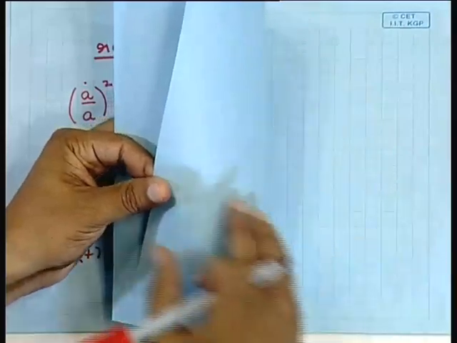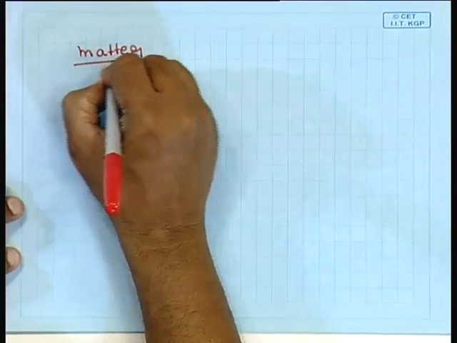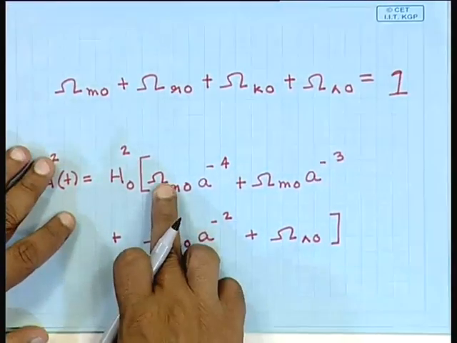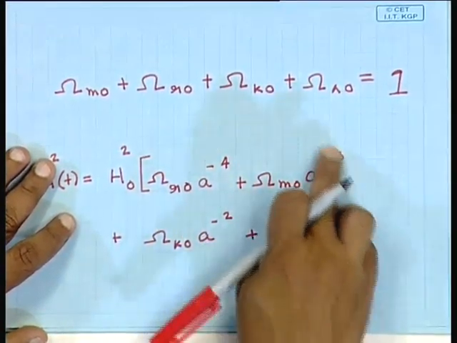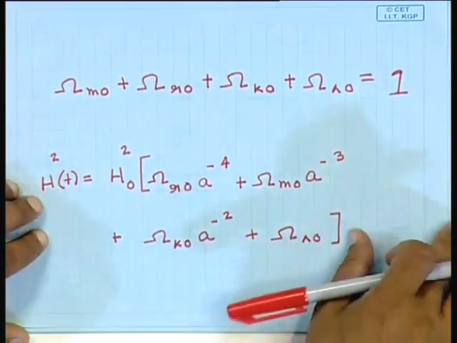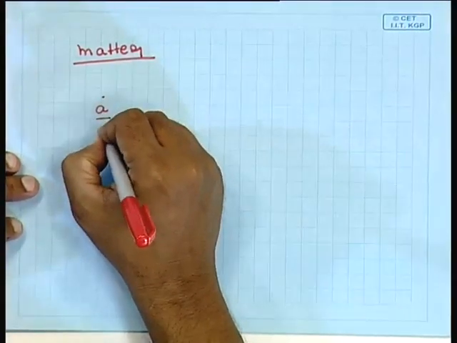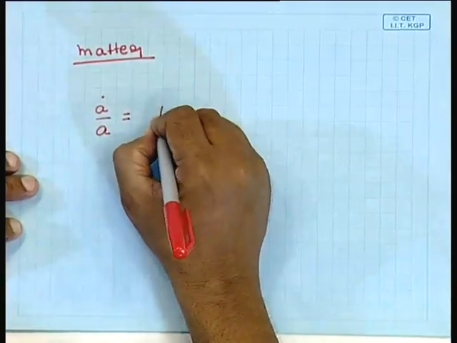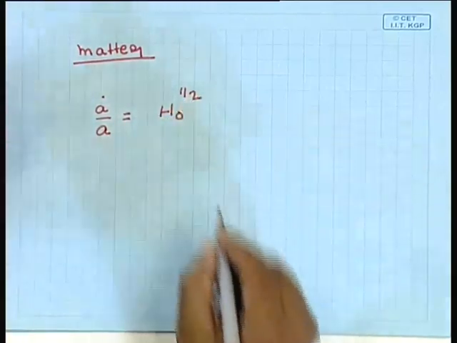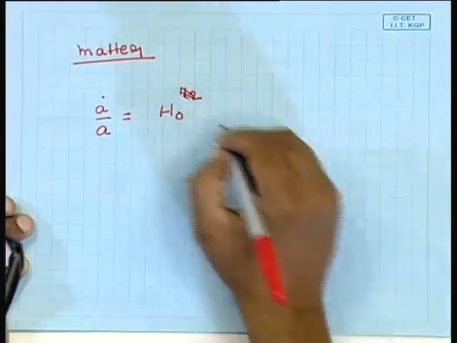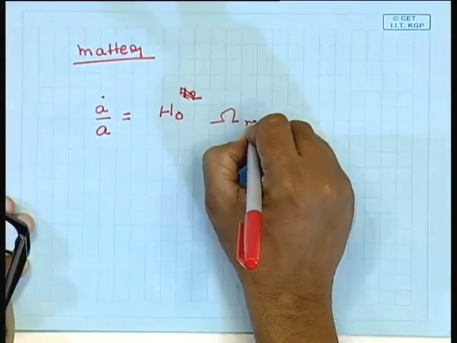Let me next take up the matter dominated model. In the matter dominated model, which has been discussed already, let me just repeat it again. So, if we consider the matter dominated model, we are going to ignore this term and this term. There is only matter, nothing else, that is the dominating term. So, what we get is A dot by A is equal to H naught, I am taking the square root of the H naught squared into omega matter naught to the power half.